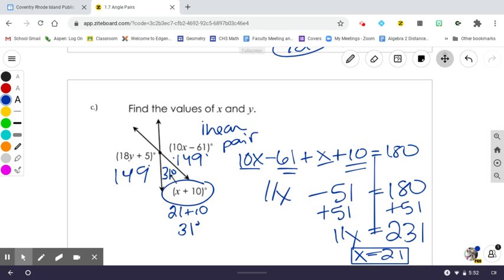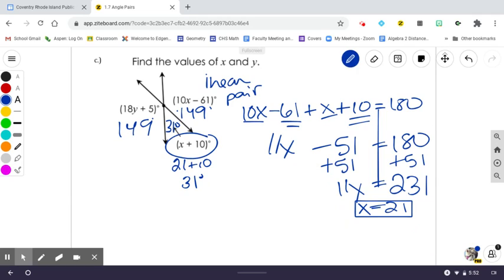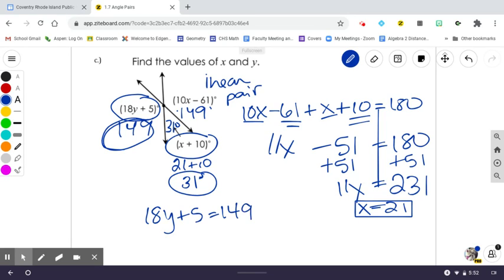So now to find y, I can do a few different things. I could do 18y plus 5 plus 31 equals 180. Or I just found that it's equal to 149. So I can just do 18y plus 5 equals 149 and solve. So I'm going to subtract 5. So that's 18y equals 144. And now we just need to do 144 divided by 18, which is 8. So y is 8. And then we're all done. So x is 21 and y is 8.